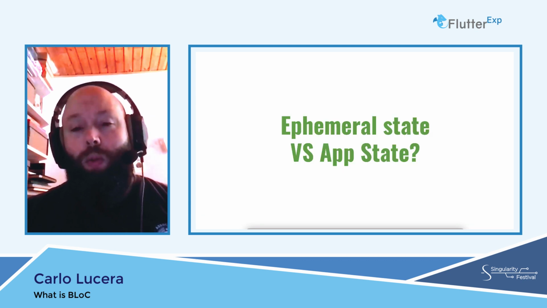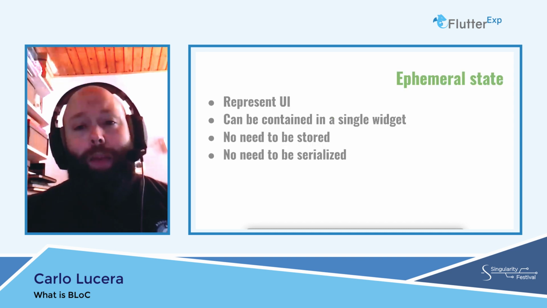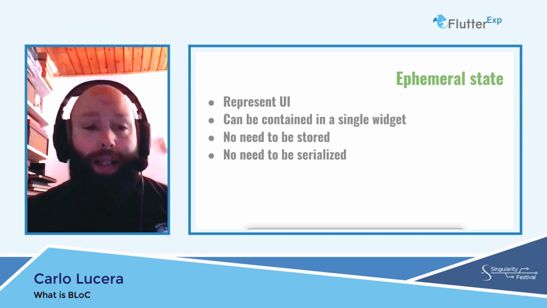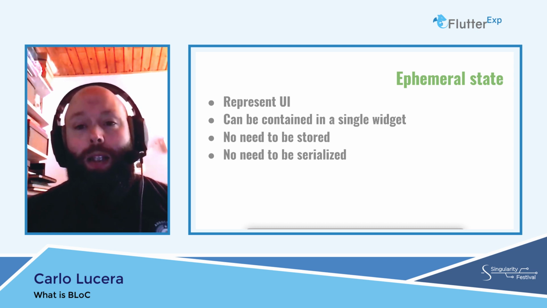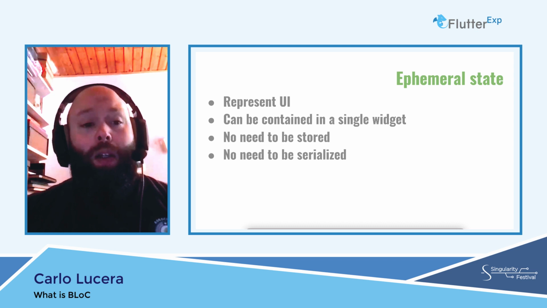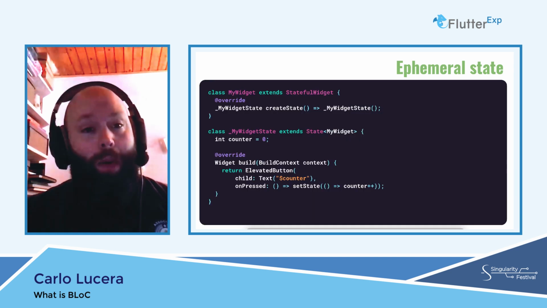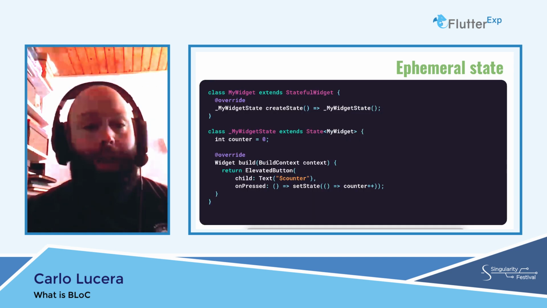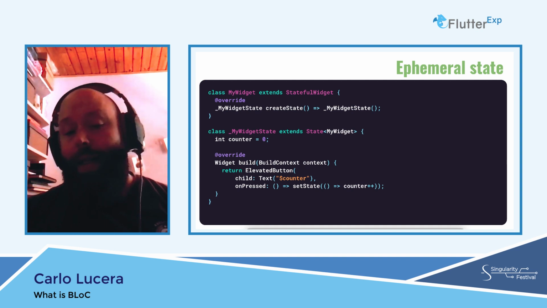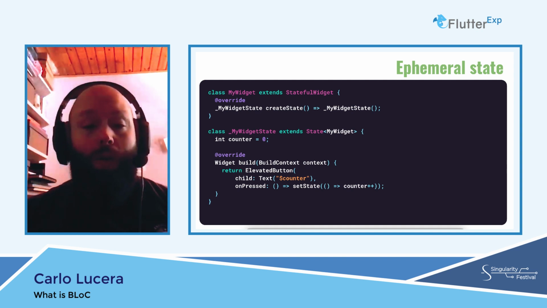First, we need to differentiate between the ephemeral state and the app state. The ephemeral state is basically the UI state, because it is something that is not stored, should be contained in a single widget, and has no need to be serialized. One example of the ephemeral state is a classic stateful widget, where we have our widget and the state of the widget.